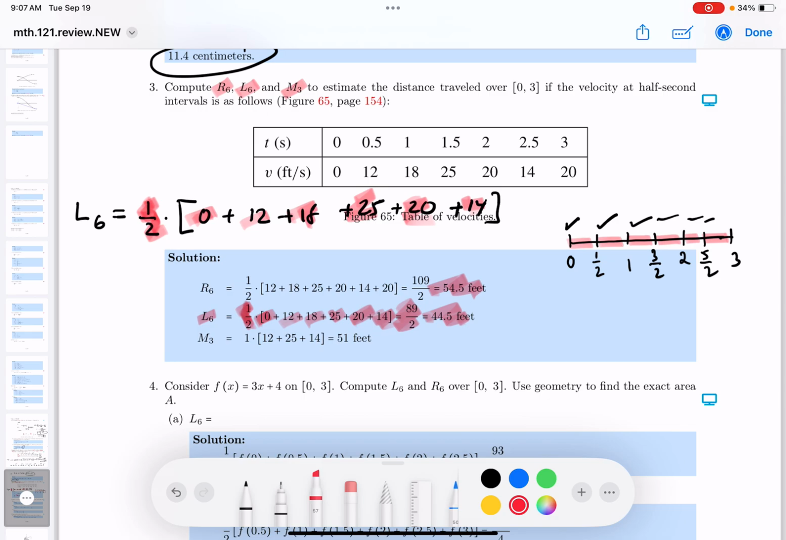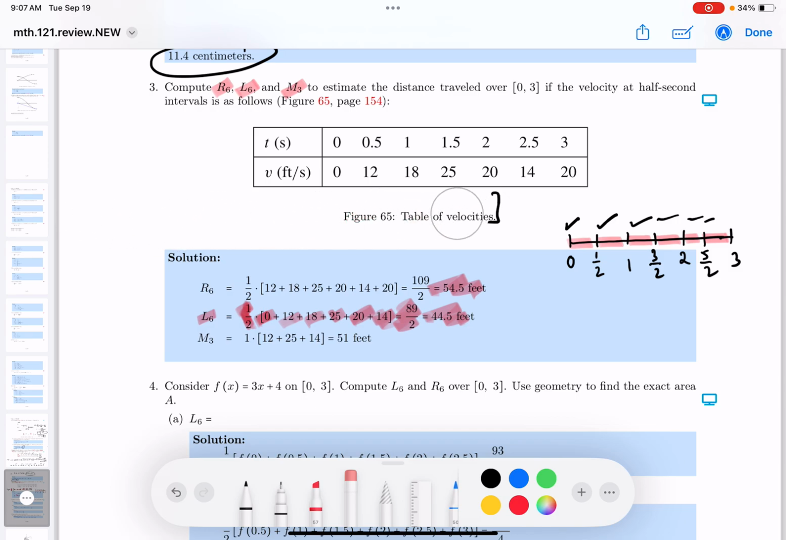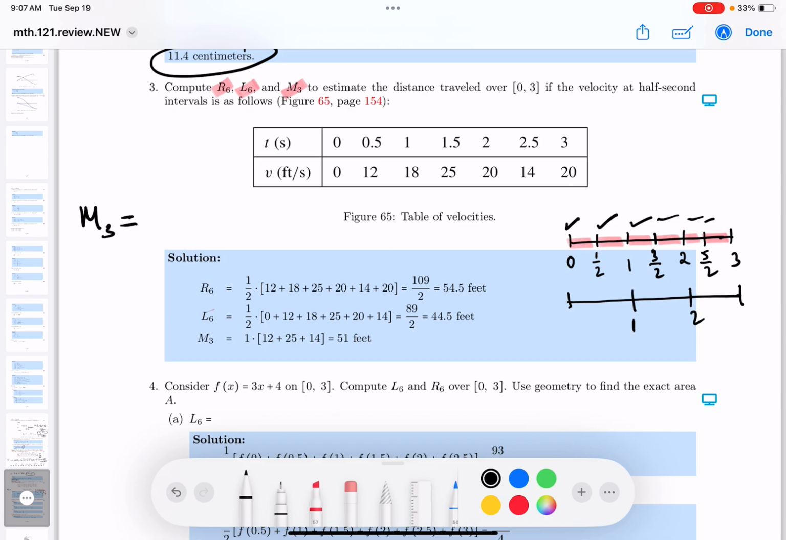Now, someone says, you're going to do the midpoint. Yeah, I'm going to do the midpoint now, right? And there's going to be 3 of them, all right? Let me erase this over here. M3. Now, if I'm doing the midpoint, what I'm doing over here, I'm going to divide this into 3 different equal intervals. So it's going to be 1 and 2. This is 0. Every interval has a length of 1.